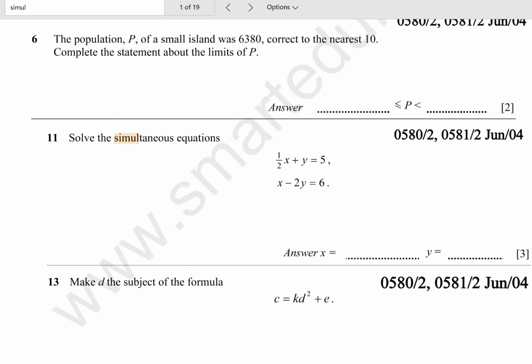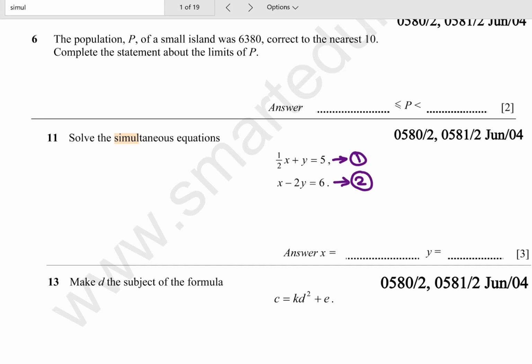In today's video, I shall teach you how to solve simultaneous equations. This question has been taken from May June 2004, paper 2, question number 11. So let's begin. As you can see, there are two equations given to you. This is the first equation and this is the second equation.